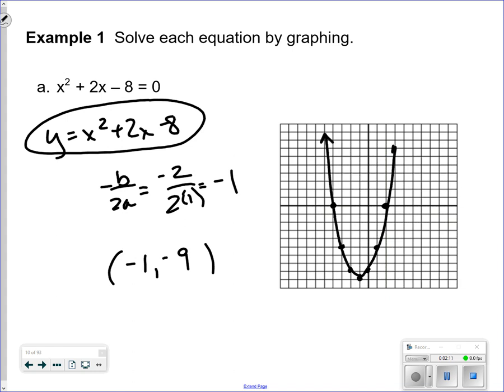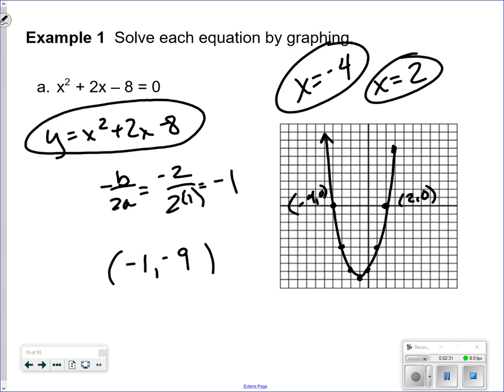Now, what we're looking for is the intercepts. The intercepts in this particular picture are at 2, 0 and negative 4, 0. The intercepts also give you the solutions. The solutions are where the intercepts occur. So x equaling 2 and x equaling negative 4 are the solutions for the intercepts at negative 4, 0 and positive 2, 0. So to solve by graphing, we will turn any quadratic into a y equals equation and then graph the y equals equation.